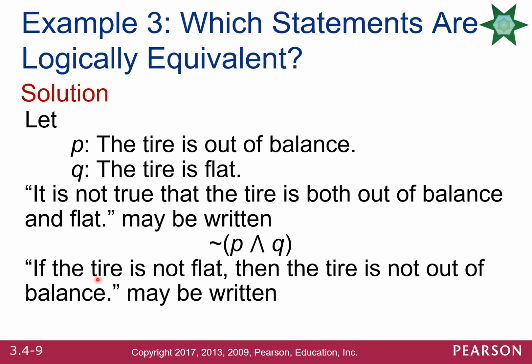So this was a conditional statement, so it should have the one directional arrow. So let's pull that up. So it says not Q, so it begins with negation. So negation and then followed by Q, which is the tire is flat, correct? So if the tire is not flat, followed by the conditional symbol, and then the tire is not out of balance. So out of balance is P, so not out of balance would be negation of P, correct?